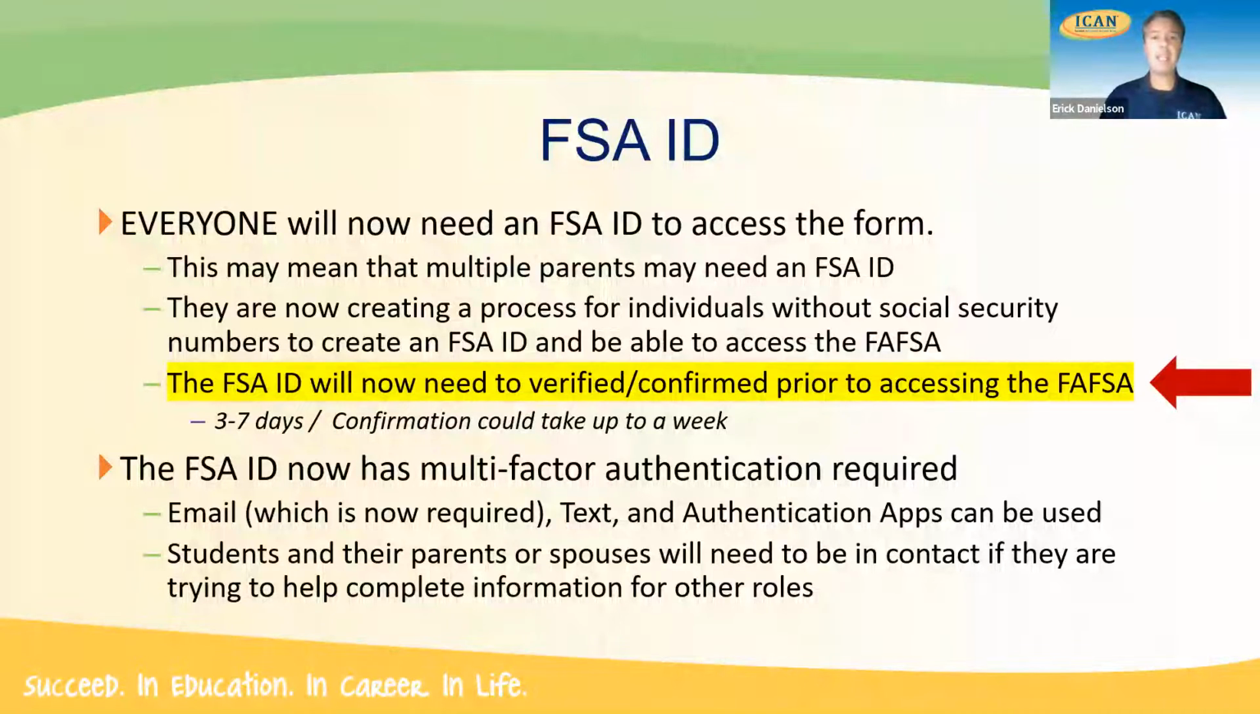But the FSA ID, not only will you need to create them, which is something we've always had to do, the student and at least one parent. Now it might be both parents. So that's why, again, we're saying everyone. But the FSA ID is now going to need to be verified and confirmed prior to accessing the FAFSA form, which wasn't something that was done in the past. It typically will take 3 to 7 days for confirmation.